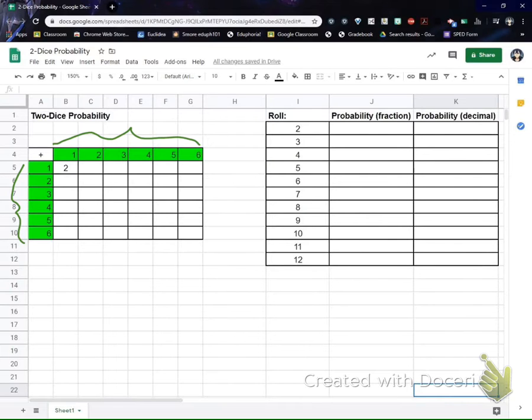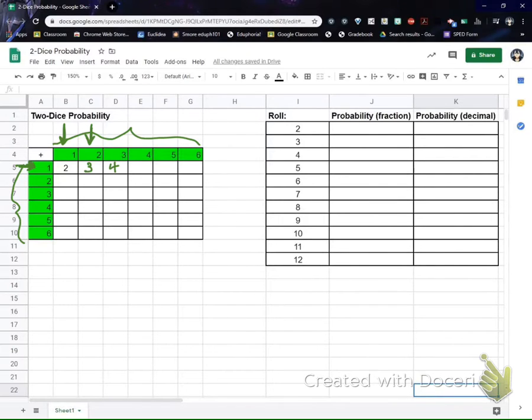So if I got a 1 on my first dice and I got a 1 on my second dice, then that means I have a total of 2, and that's why I have a 2 in that first box. So if I got a 2 on the second dice and a 1 on the first dice, then that means I have a total of 3. And then 3 plus 1 would make that a 4, and so on and so forth.